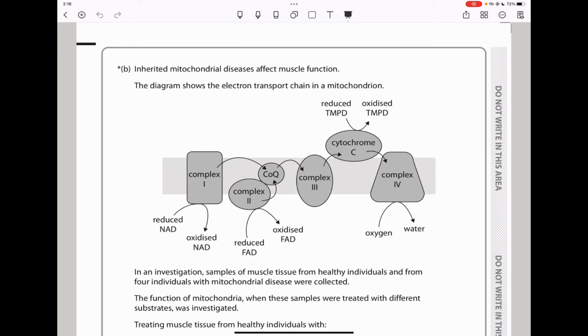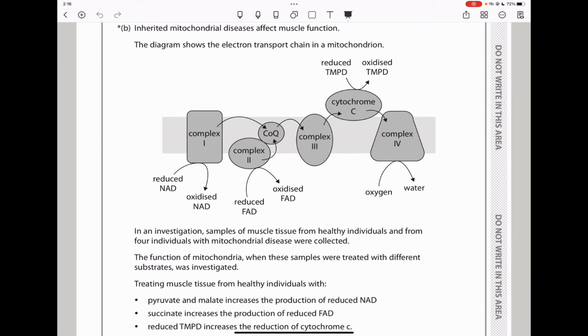Part B says, inherited mitochondrial disease affects muscle function. The diagram shows the electron transport chain in a mitochondrion. So here we can see there is complex 1, whereby reduced NAD comes and leaves oxidized. And then here we have complex 2. We have reduced FAD, leaving as oxidized FAD. And then we have CoQ, and then complex 3, cytochrome C, and complex 4. At cytochrome C, we can see there is reduced TMPD, which leaves as oxidized TMPD, because it has reduced this. So basically when this comes in, it reduces that, and then it leaves as oxidized.